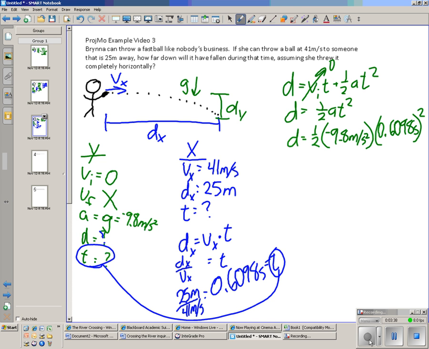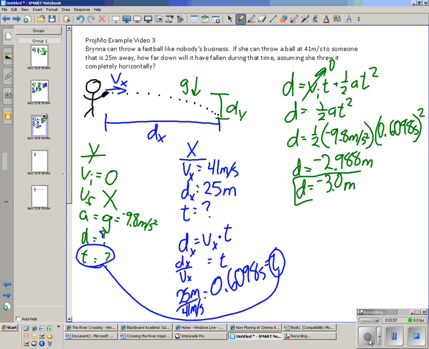Tapping that into my calculator, I get the displacement on the y-axis is negative, because it is going downward, 2.988 meters, or with reasonable significant digits, I'd say d is negative 3.0 meters.